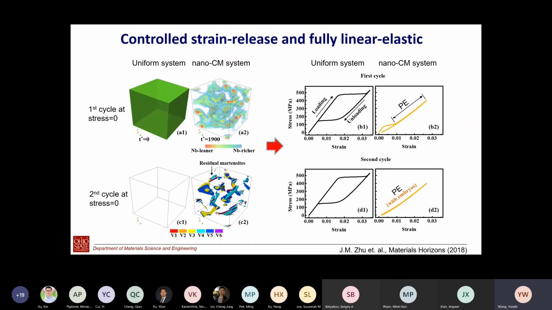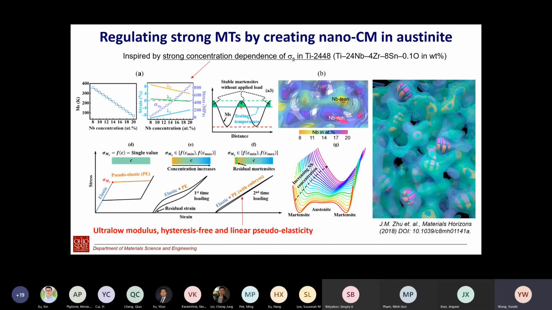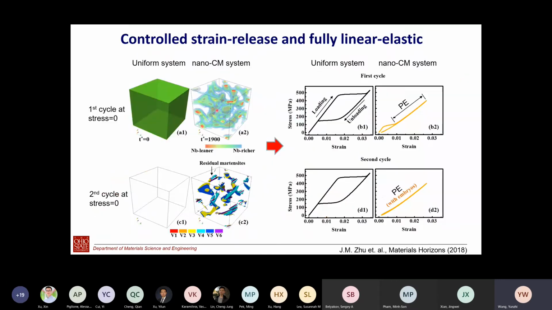This is the starting microstructure for the transformation in the first cycle. When you apply load, the martensitic transformation will occur in the uniform system and also in this nanometer-scale concentration-modulated system. This is the microstructure after the first cycle. The uniform system stays as uniform austenite, but the concentration-modulated system has residual martensite, which stays stable. It's not going to transform back to austenite, as I showed here. Those are the pockets which survive.